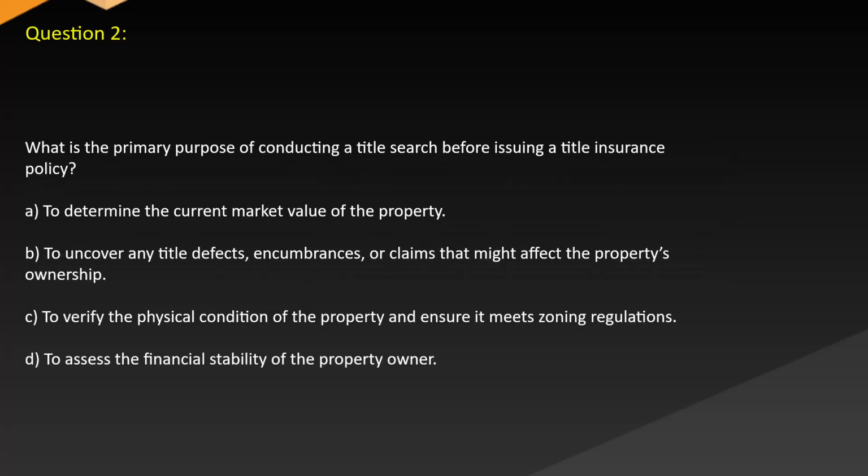Question 2. What is the primary purpose of conducting a title search before issuing a title insurance policy? A. To determine the current market value of the property. B. To uncover any title defects, encumbrances, or claims that might affect the property's ownership. C. To verify the physical condition of the property and ensure it meets zoning regulations. D. To assess the financial stability of the property owner.